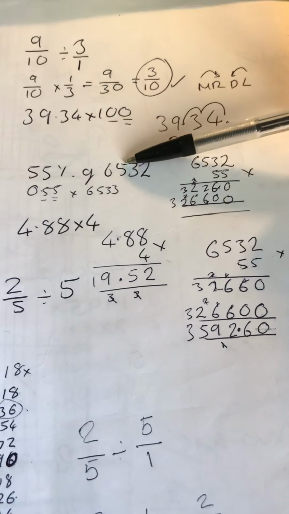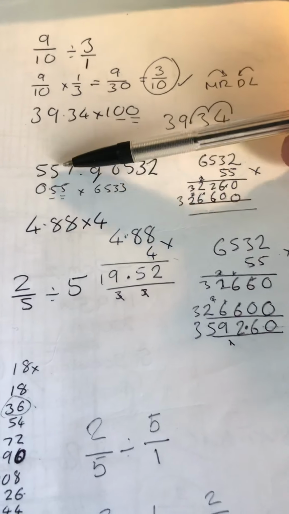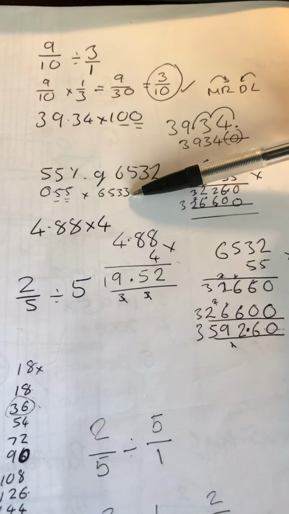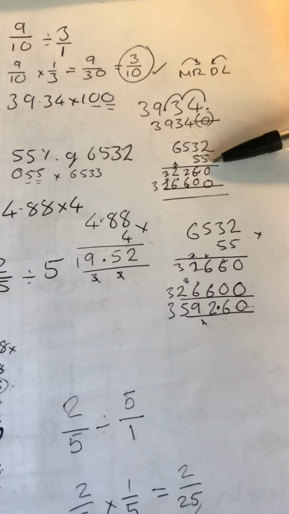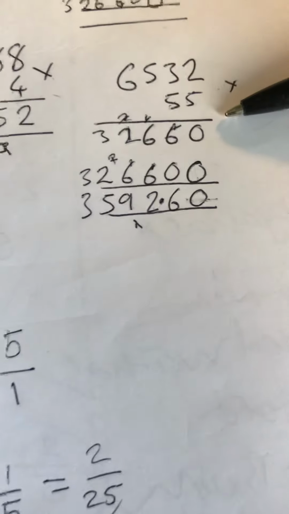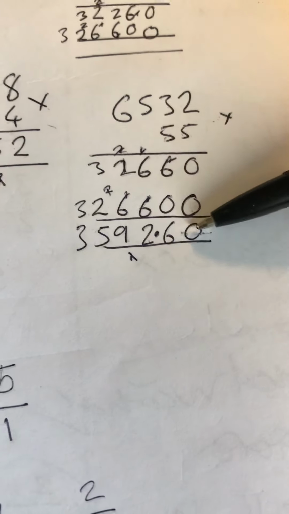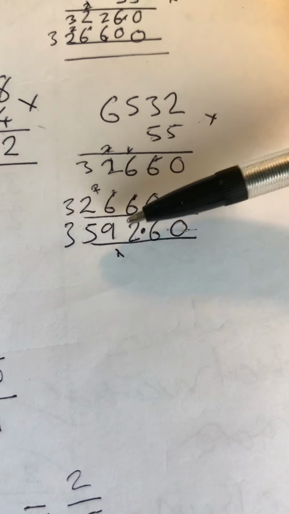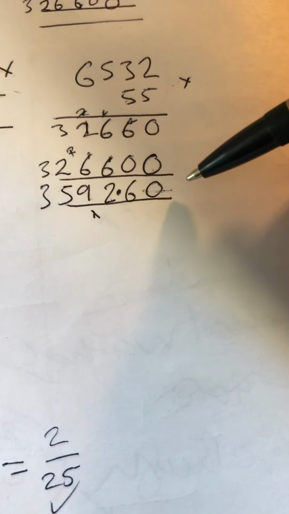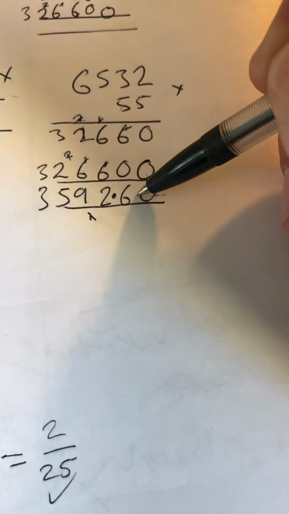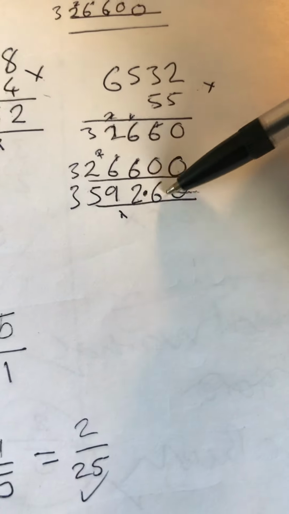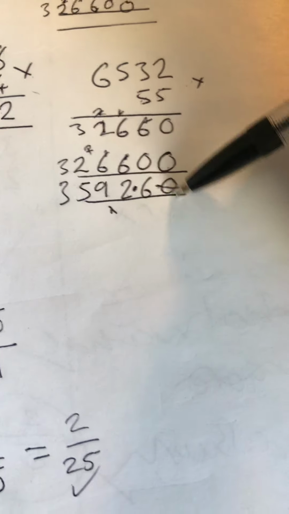Next up, we had 55% of 6,532. I turned 55% into 0.55 as its decimal equivalent, and did it as a multiplication. So I times them first of all as if they were whole numbers, and then I put my 2 decimal places back in to get 3,592.6. Again, that 0 doesn't have any value. It's not keeping any digits in place down here, so I don't really need to put it. You could put 0.0, and we would, if it was money, we'd put 0.60, 60 pence, because money always has 2 decimal places.